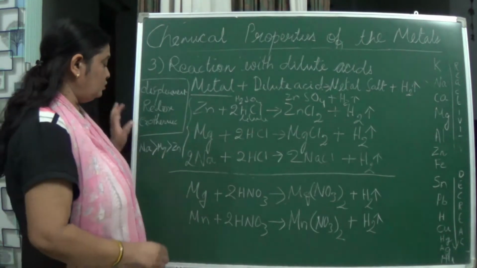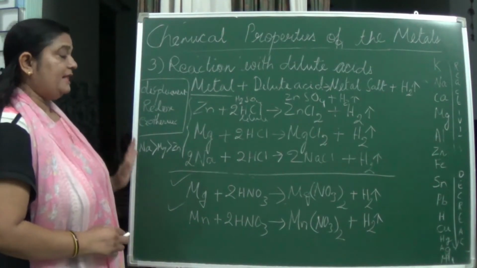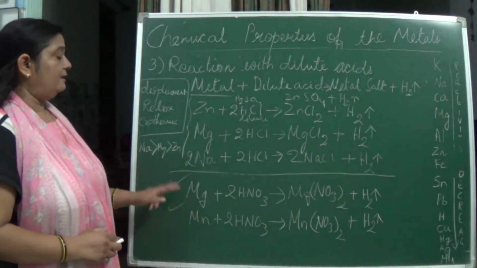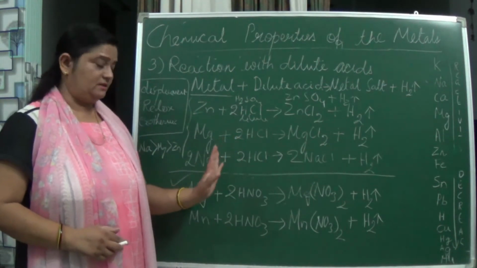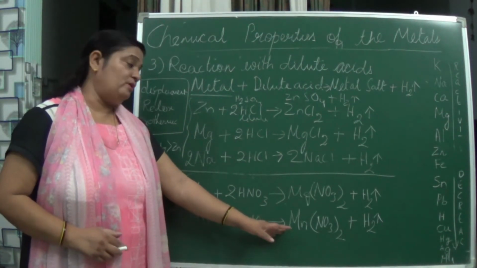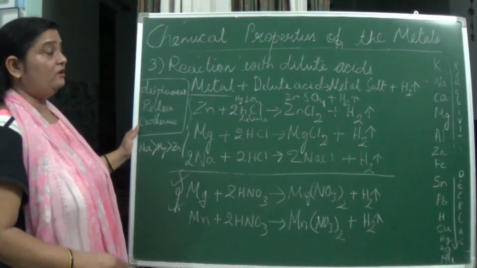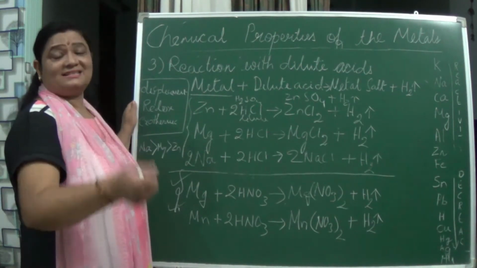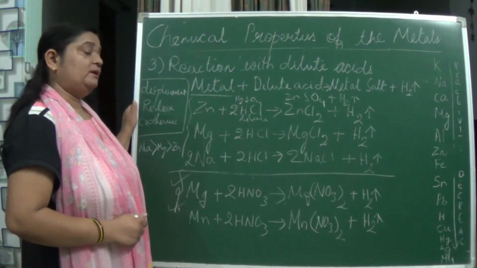But it is possible with two metals, magnesium and manganese. They both give the corresponding nitrates when they react with dilute nitric acid. Magnesium gives magnesium nitrate and hydrogen gas is given out. Manganese gives manganese nitrate and hydrogen is given out. Only these two metals, the rest don't, because in the reaction we get nascent oxygen, which acts as an oxidizing agent and oxidizes hydrogen to form water.